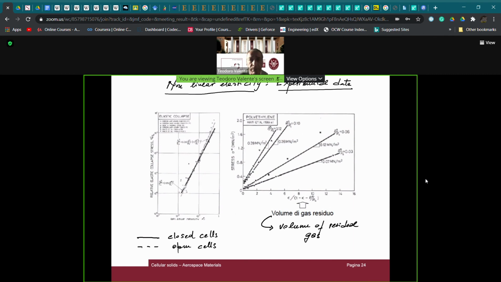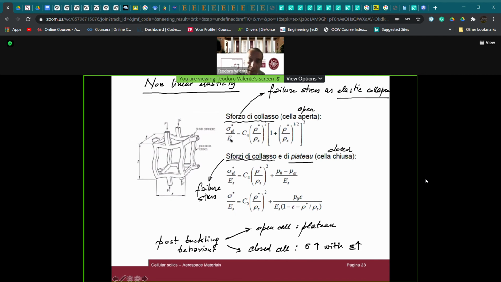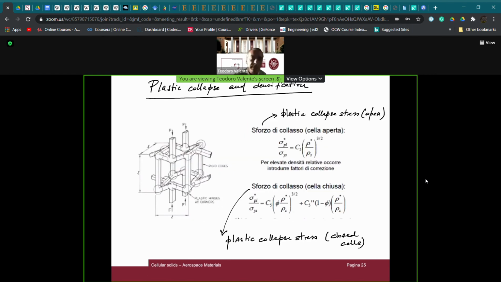That's another example of fitting of experimental data in the case of closed cells, continuous line, and in the case of open cells, dotted line. For what it concerns, you can read here on the y-axis, the relative elastic collapse stress, that is the start of buckling. Relative because it is divided, as it is written here in the formula, by the Young modulus of the corresponding bulk materials.